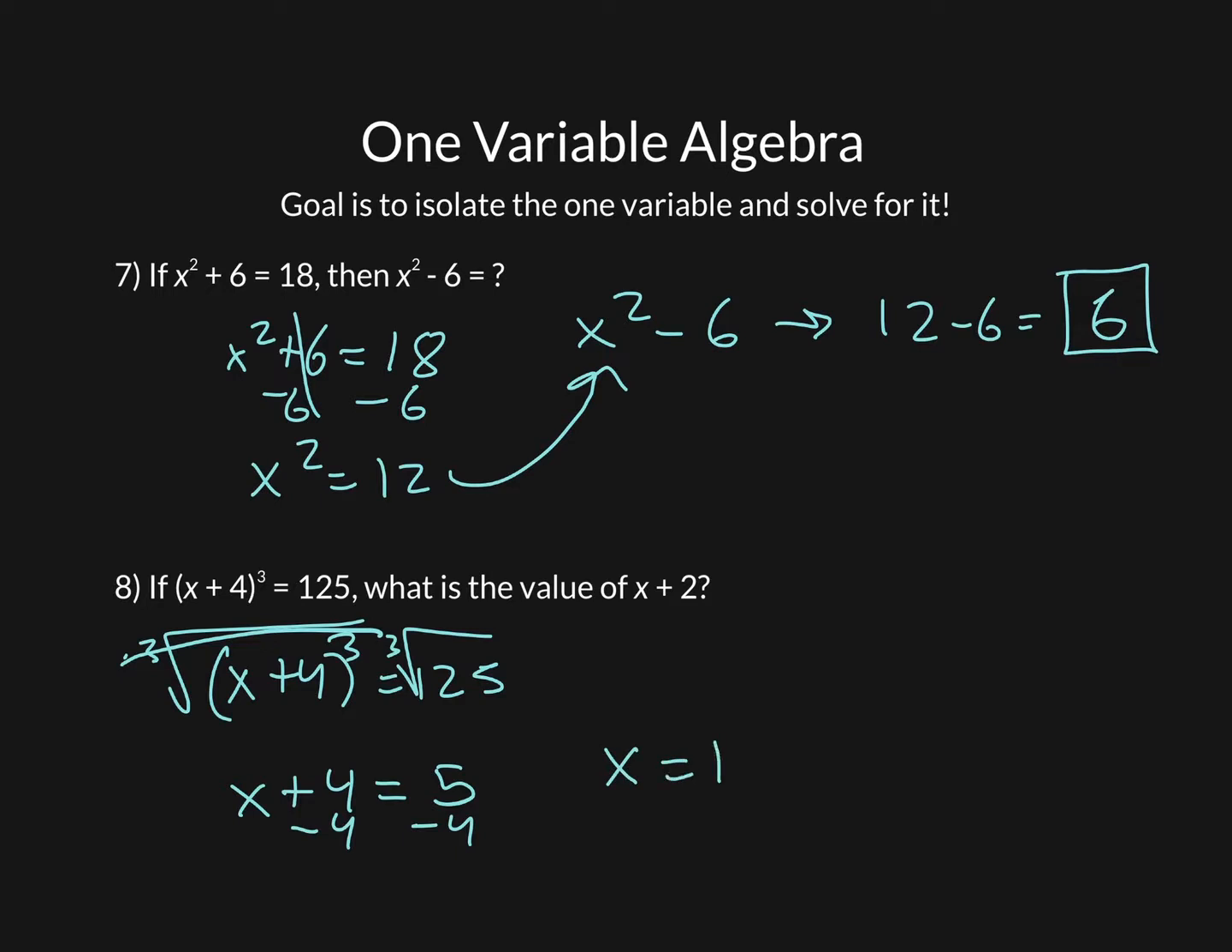Now, be careful, don't select 1 as your answer. Make sure you solve exactly for what the question is asking. Because they want what is x plus 2, well, that would just be 1 plus 2. Therefore, our final answer is now 3.